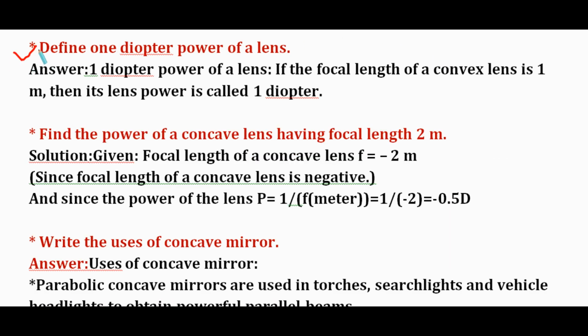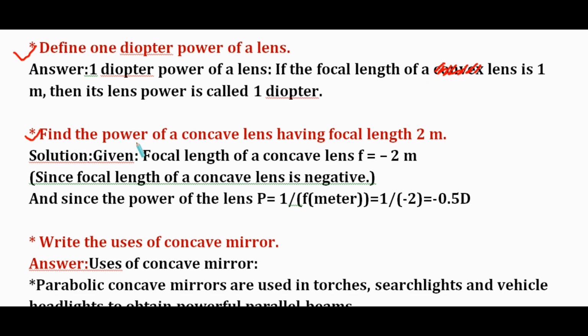Next question, define one diopter power of a lens. One diopter power of a lens: if the focal length of a lens is 1 meter, then its power is called 1 diopter. Please don't write convex, only use the word lens.